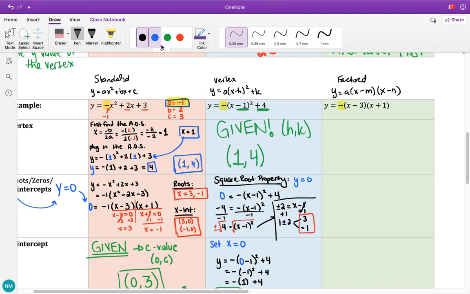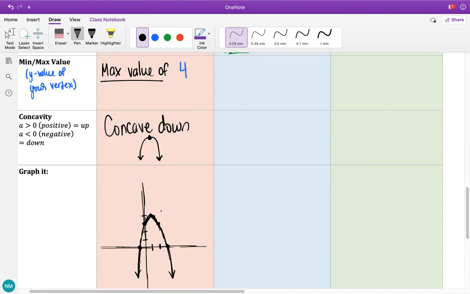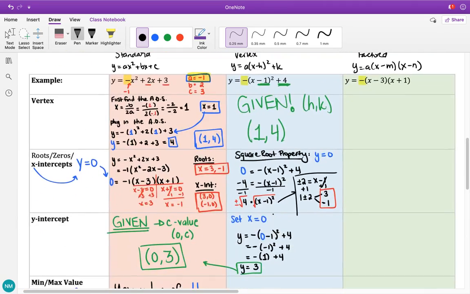And then we have the same vertex, so it's going to have the same maximum value, and it's going to have the same graph because it has all the same information.